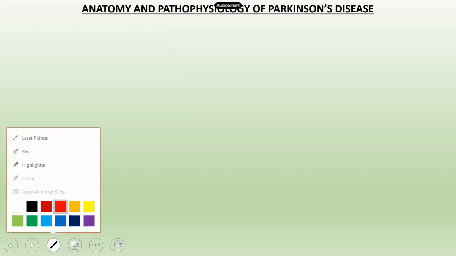The basic structure that gets under attack during Parkinson's disease is the basal ganglia. So to understand Parkinson's disease, let us quickly review the anatomy of the basal ganglia. This is a basic structure and it consists of two parts.